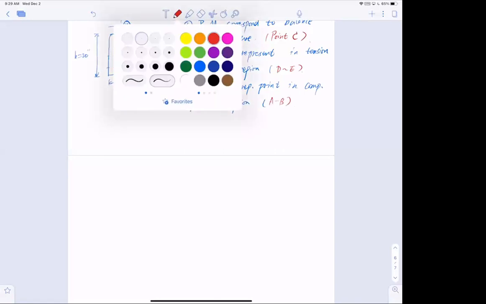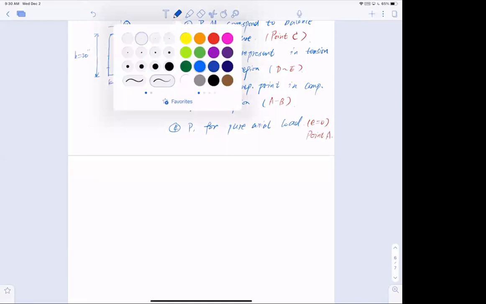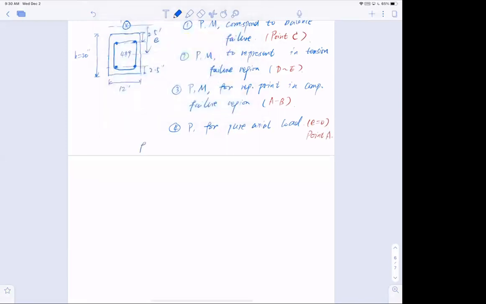And number 4 is the axial force, actually there's no moment now because this is for pure axial load. This means I want to find the point where eccentricity equals 0, and this is point A. I gave you the material properties: the concrete compressive strength f'c equal to 4,000 psi, and the yield strength of the bar equal to 60 ksi.